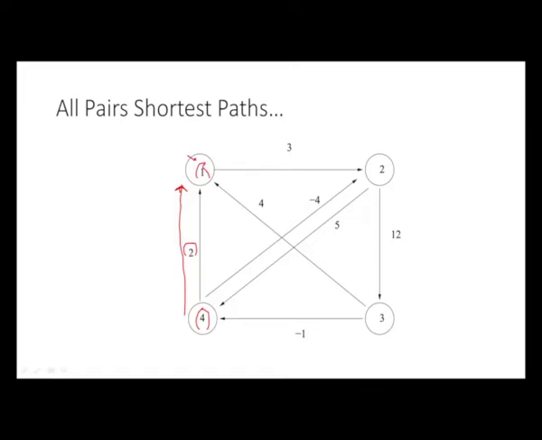Now is there any other path? If we go from 4 to 2, from 2 to 3 and then from 3 to 1, this is another path. So we have an alternative path with weight equal to minus 4 plus 12 plus minus 1. So it will simply be 12 minus 5, which is equal to 7.